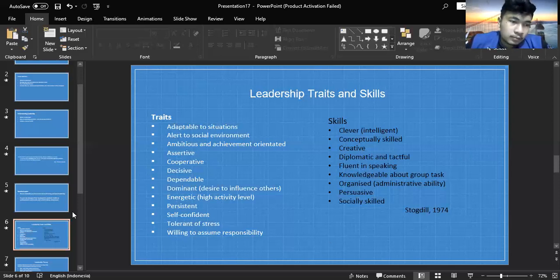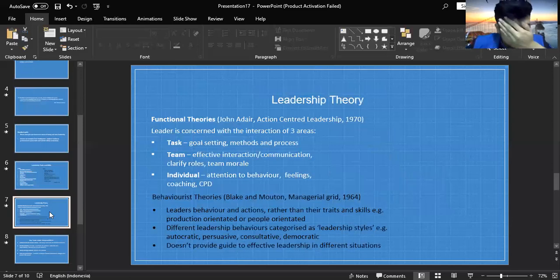Next part, leadership theory. Functional theories. John Adair: a leader is concerned with the interaction of three areas. First, task: goal setting, methods, and process. You must know your goals. You must set your goal. You must tell your method and process to your team, to your group, so your team will work properly.